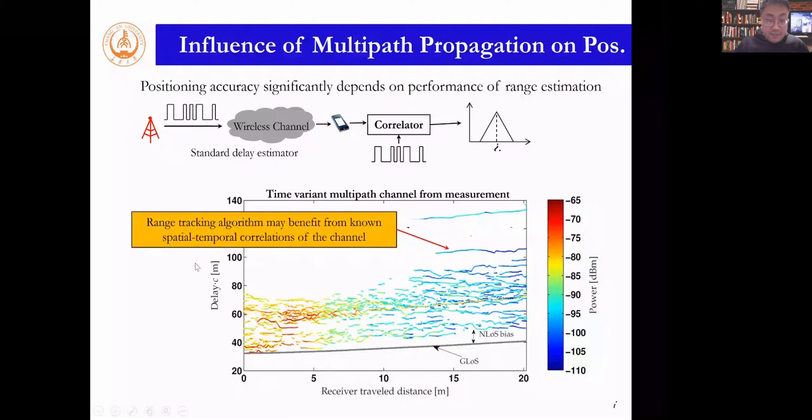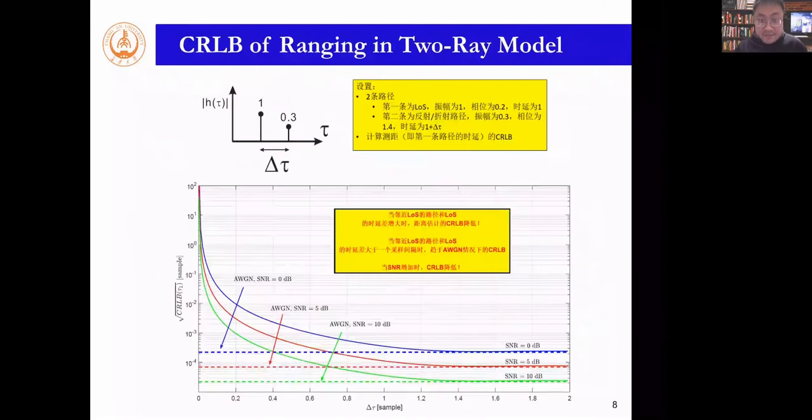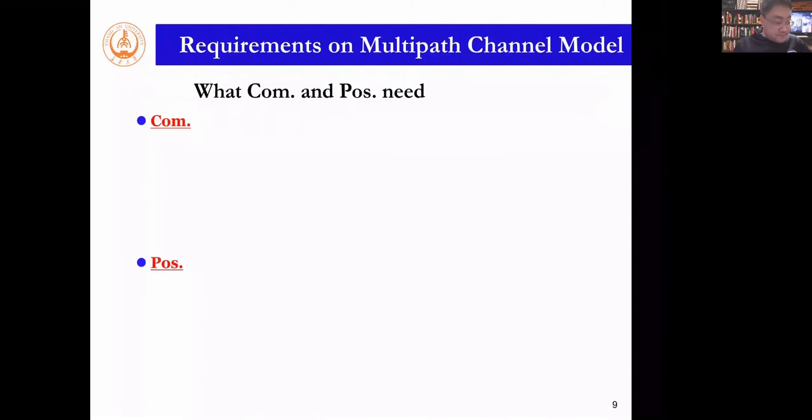So, as a conclusion for this page, the range tracking algorithm may benefit from this spatial temporal correlation of the channel. So this is what we are going to talk about next. Okay, I'm going to skip this page, I guess.